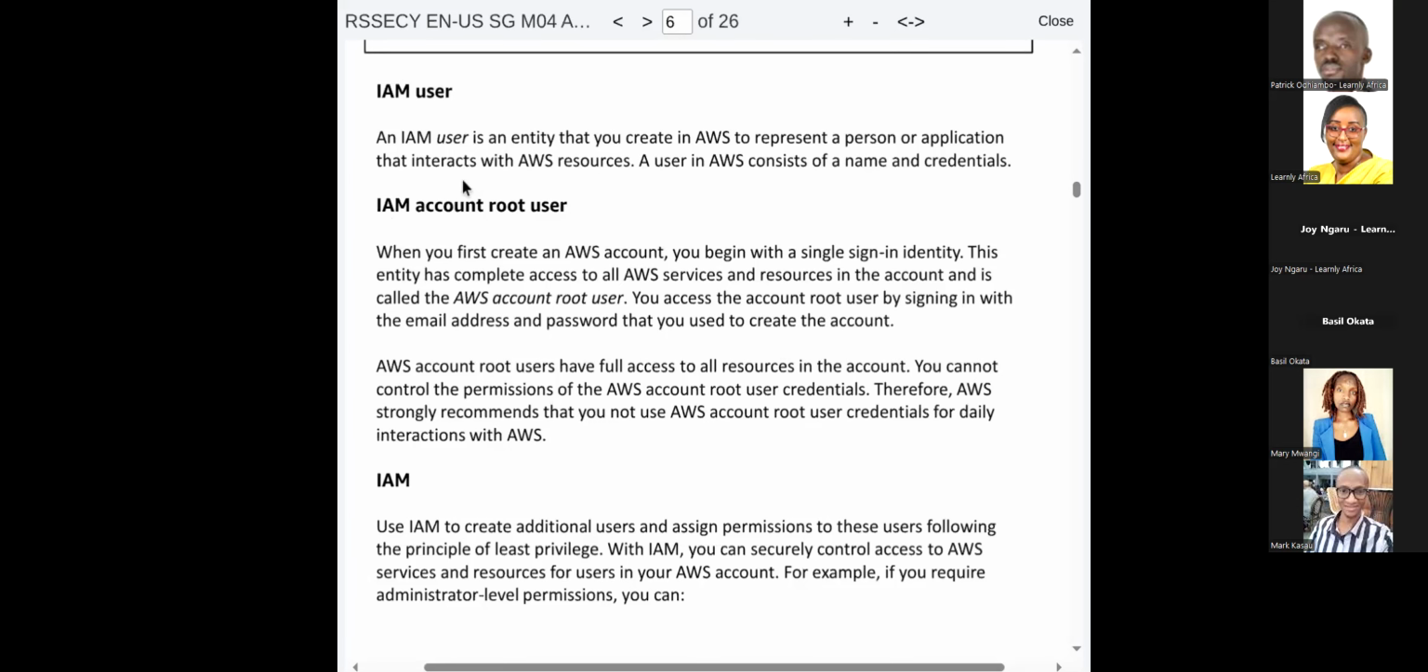So let's learn what is an IAM user. An IAM user is an entity that you create in AWS to represent a person or an application that interacts with AWS resources. And a user in AWS consists of a name and credentials. Now, an IAM user represents a person or an application. It's also examinable. It's not just a person, but also an application.